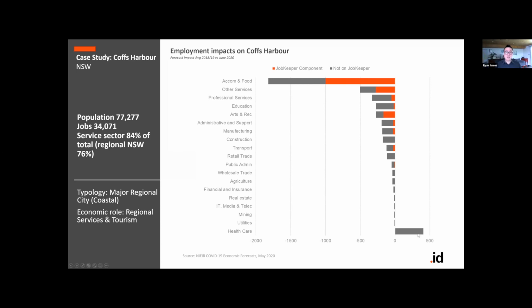Healthcare at the other end has seen an increase, about 400 jobs. We're seeing that a lot to do, it's not so much with health staff, but mainly with cleaning contractors and maybe some professional service advice.